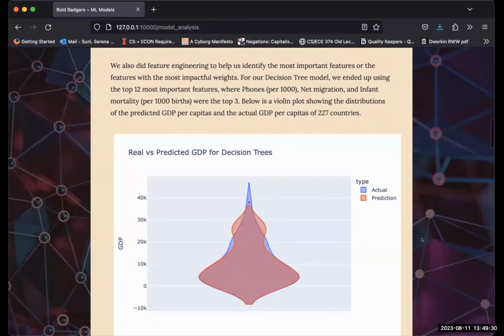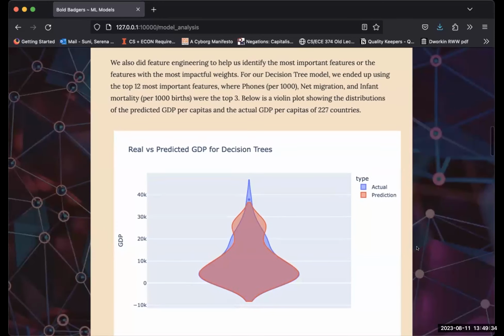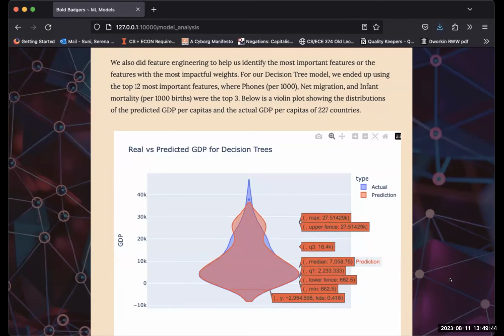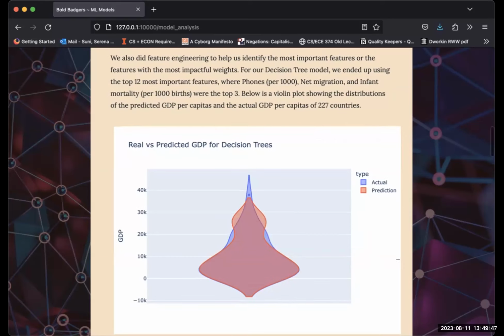Now, we did some feature engineering, and we decided to select the top 12 features, which included phones per 1,000, net migration, and infant mortality. Here is a violin graph showing the distribution of the predicted GDP per capita and actual GDP per capita of 227 different countries, where blue is actual GDP and red is predicted.